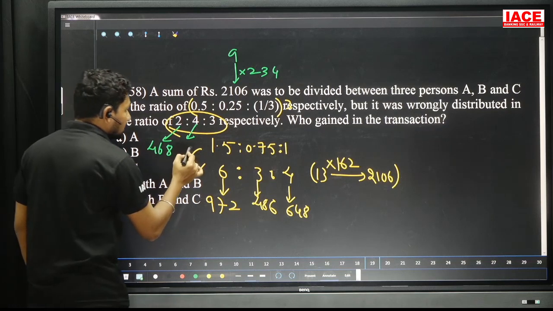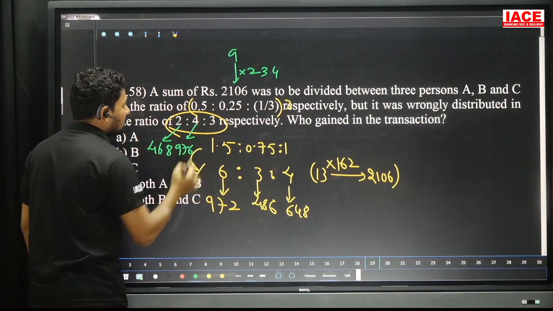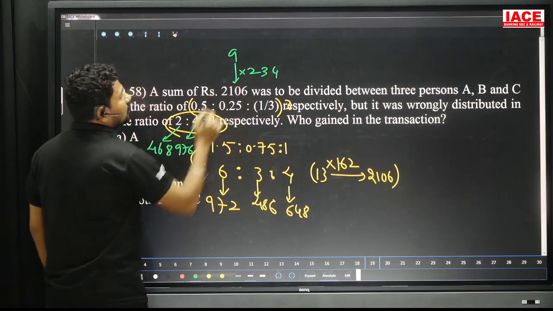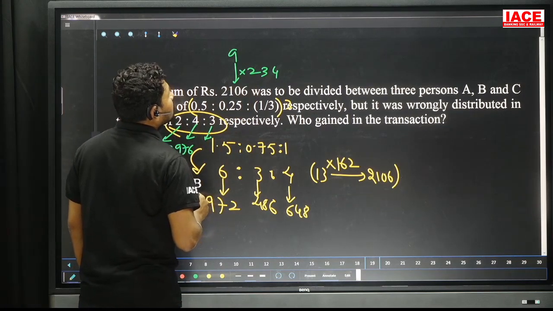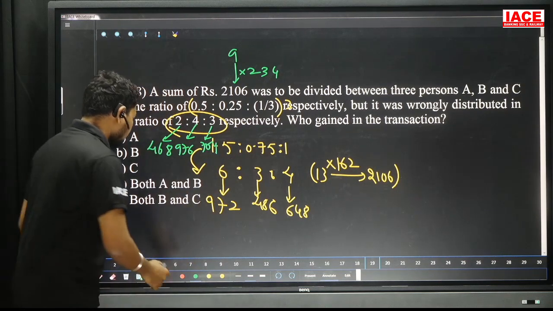So 8 doubled is 16, and 46 doubled is 92. You will get 936. And 3 parts, 3 into 234, approximately you will get 702. So 23 3s are 69, and 3 4s are 12. It is 704. Look at who will get a profit basically.